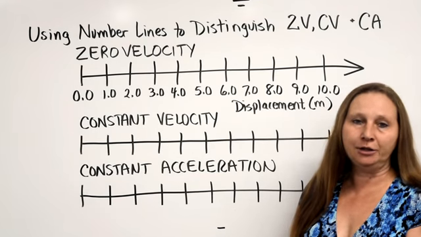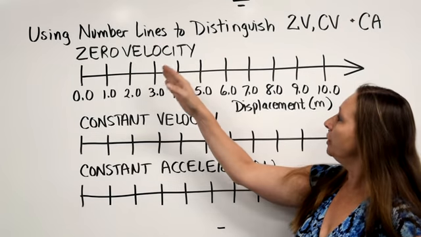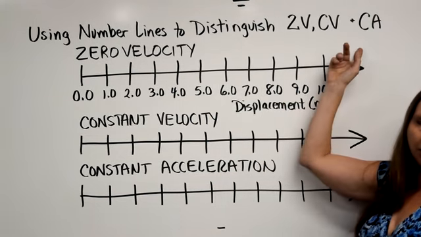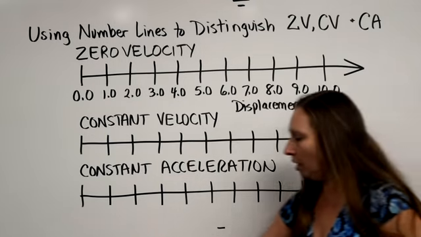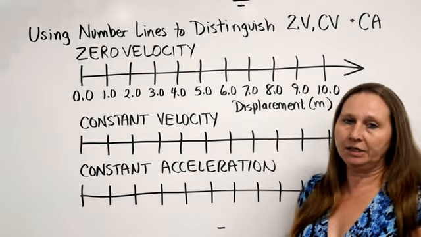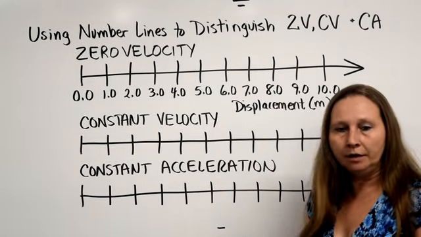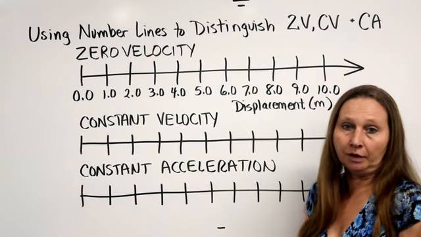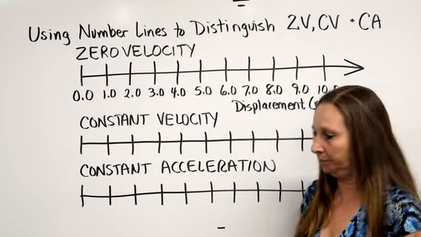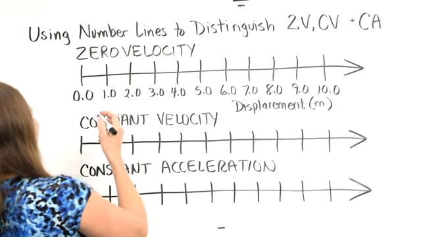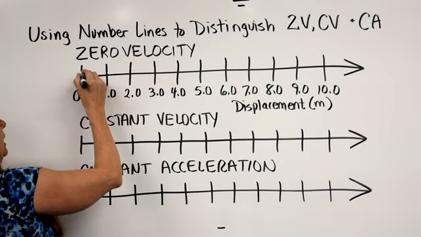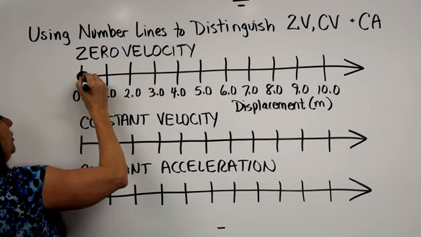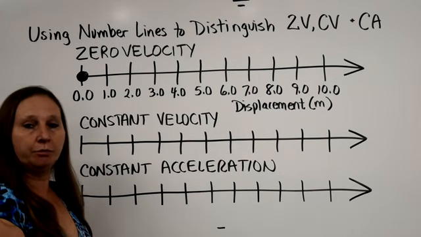The first thing I'd like to do to distinguish zero velocity from constant velocity and constant acceleration is to mark the motions of, let's say, 3 people on a number line. We'll start with somebody who has zero velocity, somebody who's just standing still. We're going to put that person at 0. And they're going to stand there. They're not going to move.